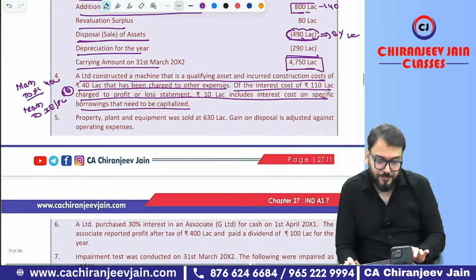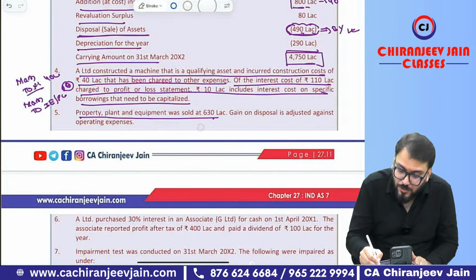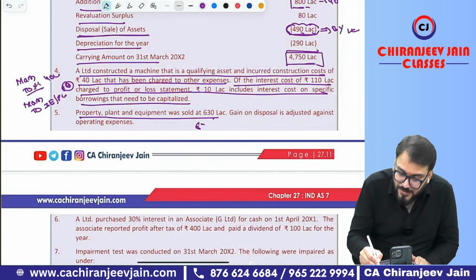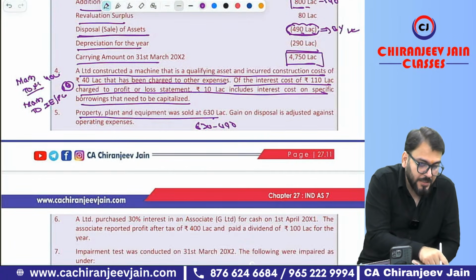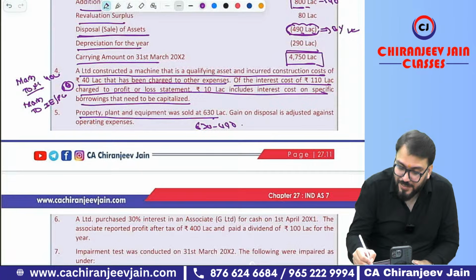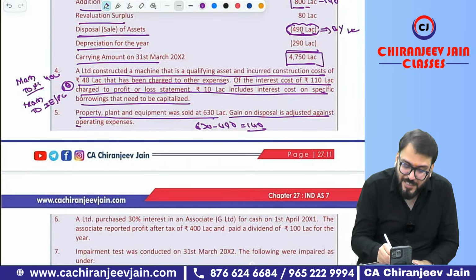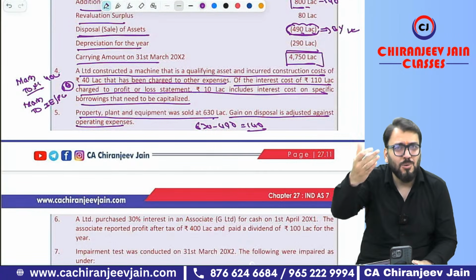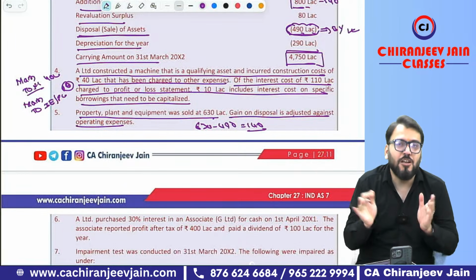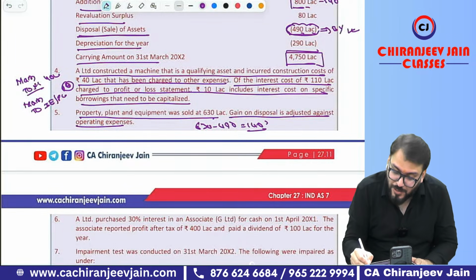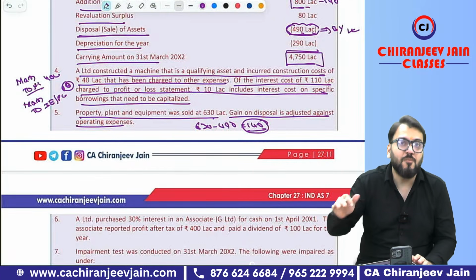Understood? Yes, sir. PP was sold for 630 lakh. So this was the sale price 630. 630 minus 490, how much? 630 minus 490 means what is the gain on sale? 140 is the gain on sale. Gain on disposal is adjusted against operating expense. We are not here to redraft the SOPL. They have included a gain in operating expense. So we are not going to redraft the SOPL. 140 is the gain that has been considered in SOPL. So we need to do adjustment for what?